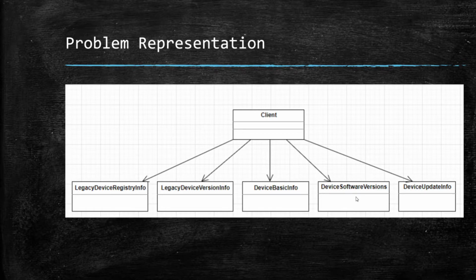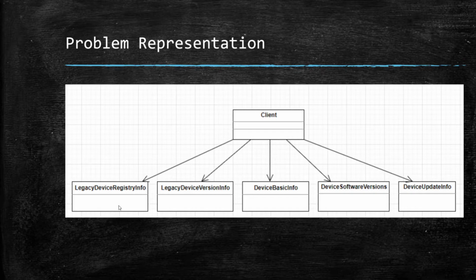particular project has. In a normal scenario, from our client class, we are providing all the methods to gather this information, like legacy device registry info, legacy device version info, and so on. Right now, the client is calling all these methods directly. So he has to instantiate all the classes, call the respective methods, gather the information, create a device info object from that, and then pass it to the database.